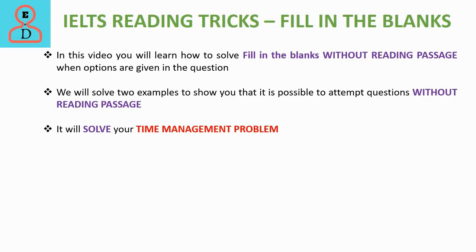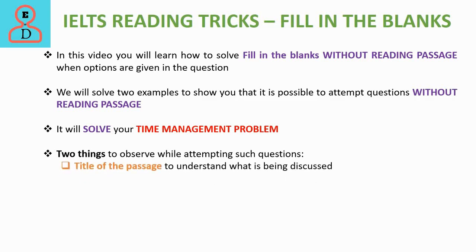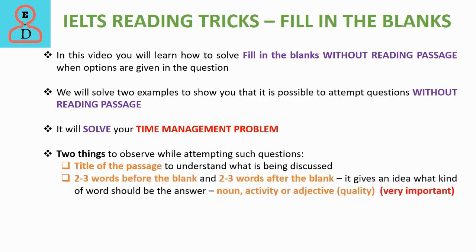In order to apply this technique, you just need to observe 2 things in the passage. First is the title of the passage to get an idea what the passage is all about, and second is 2 to 3 words before the blank and 2 to 3 words after the blank. These keywords will give you an idea what kind of word should come in the blank, whether it should be a noun or a verb, that is some activity, or an adjective, that is some sort of quality. This step is very important to attempt questions without reading the passage.